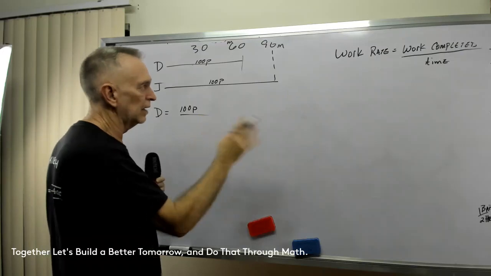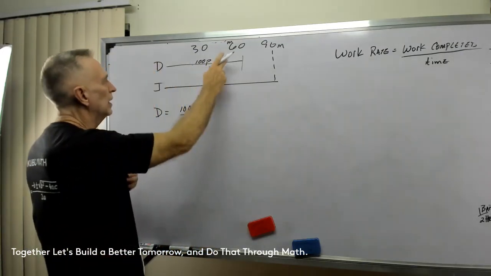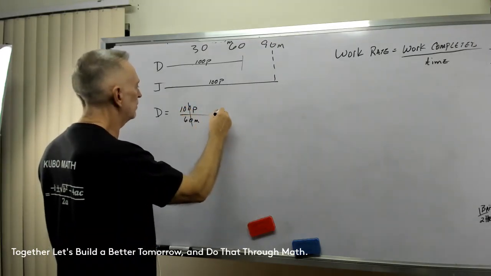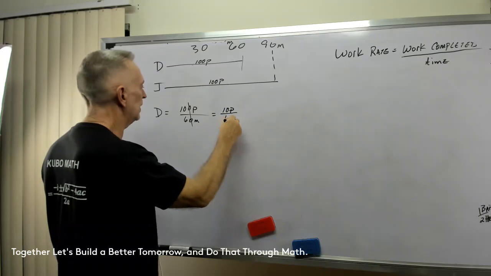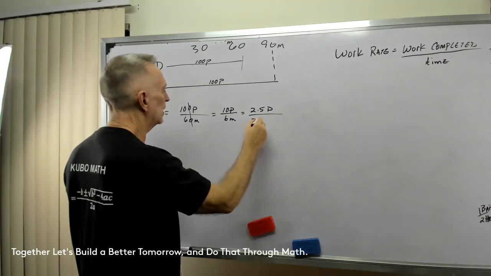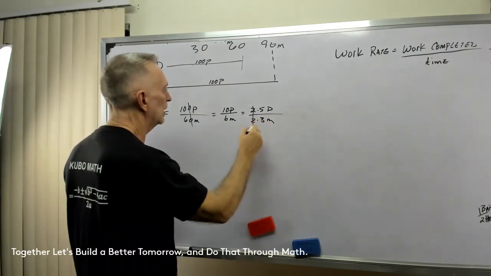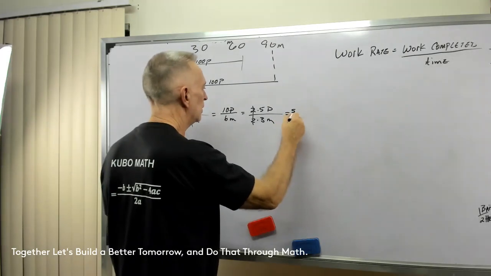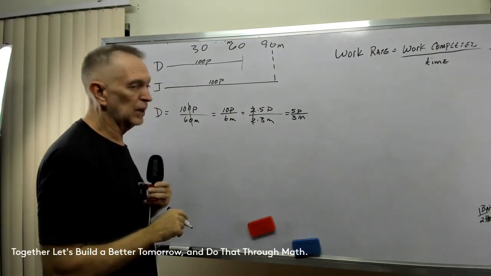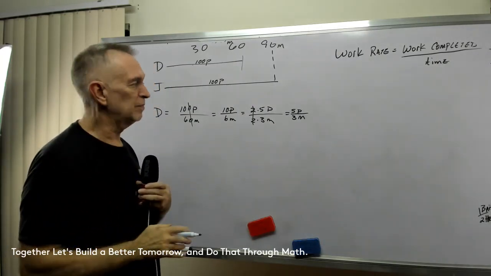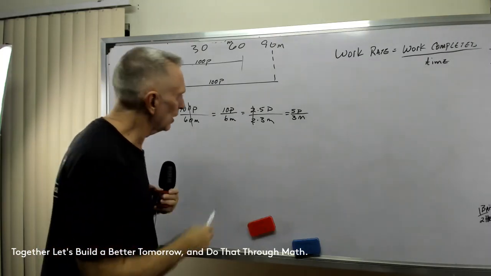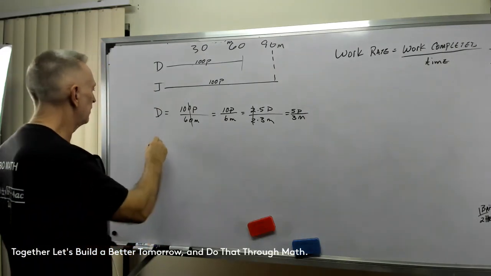So if you look at the work rate of David, it would be 100 papers, so that's the work completed. He delivered 100 papers in 60 minutes. So let's reduce that. So we have 10 papers over 6 minutes, and 10 is 2 times 5 papers over 2 times 3 minutes. That's 5/3 papers per minute, or per 3 minutes. Now really, we would go ahead and divide 5 divided by 3 because you'd really like to get this in per unit time. But we'll leave it 5 papers over 3 minutes for now.